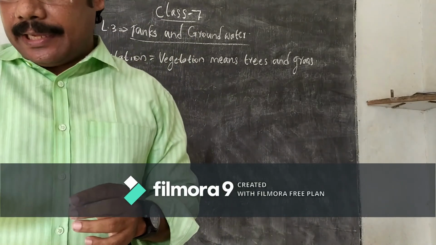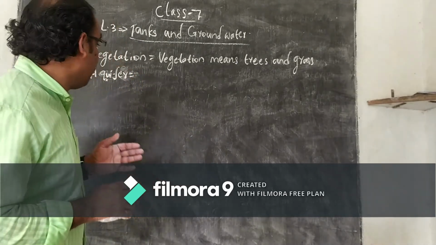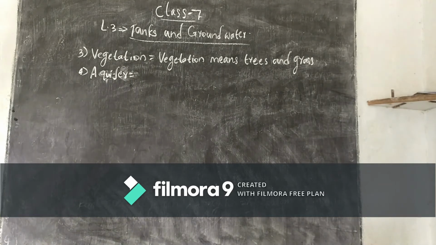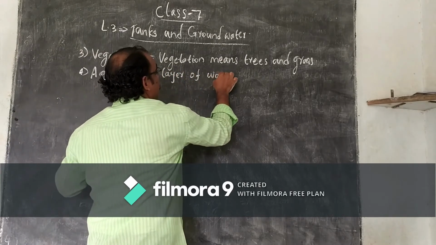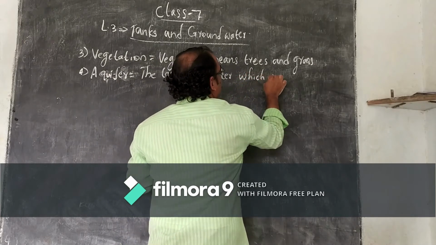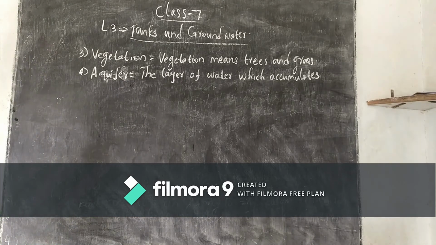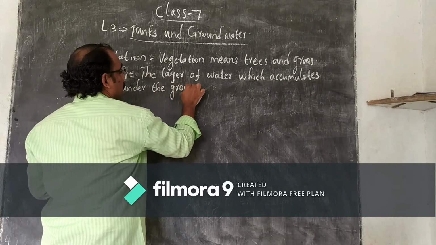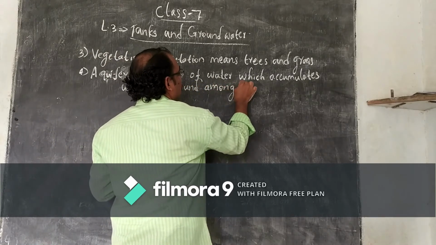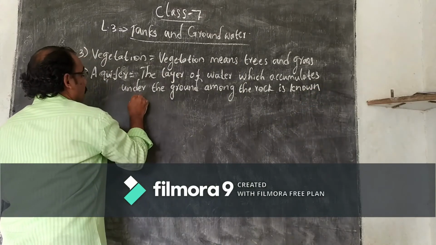Okay, so what can we give as the definition of aquifer? The water which we get from the layer underground among rocks. That means pervious rocks, as I told, which can absorb the water. That area is known as aquifer. The layer of water which accumulates under the ground among the rock is known as aquifer.